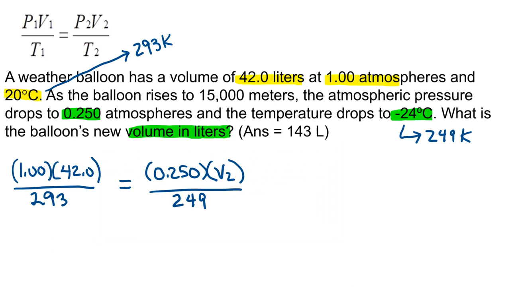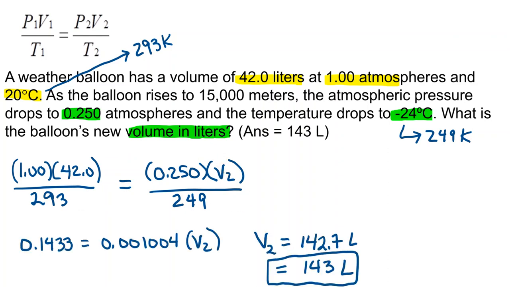Okay, everything in yellow is the beginning conditions. I Kelvinated what I needed to Kelvinate. Then I put everything into my equation here. I consolidated everything on the left to 0.1443. I took 0.250 divided by 249 to get 0.00104, and then I solved for V2 and did significant figures. There's my answer right there.